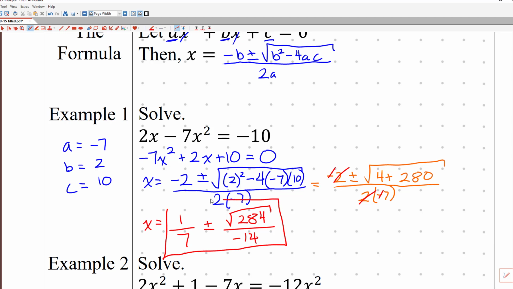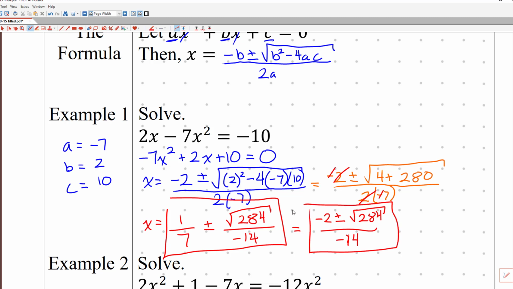Note that I can write it like that, or the other way of writing it would be just negative 2 plus or minus the square root of 284 over negative 14, where it's one giant fraction instead of 2 fractions that equal each other. So both of those are valid answers.